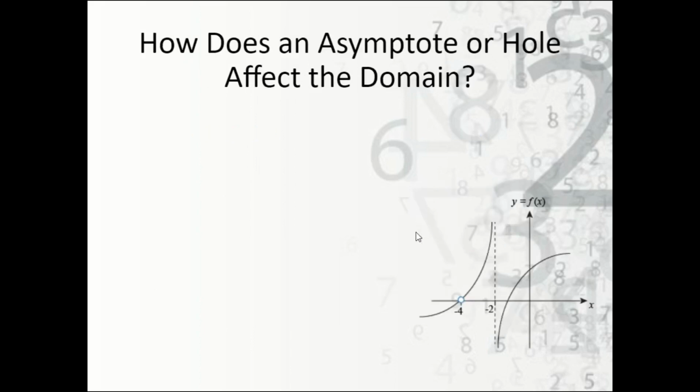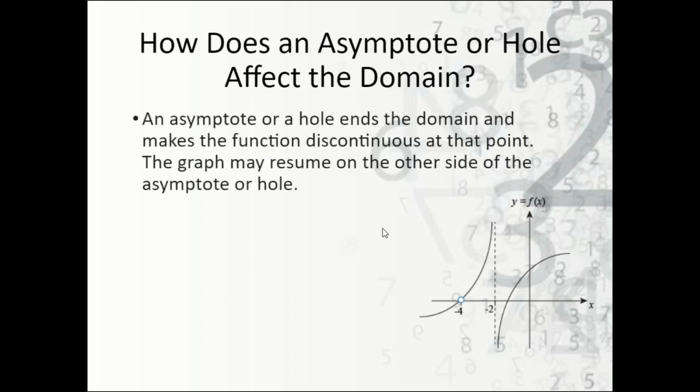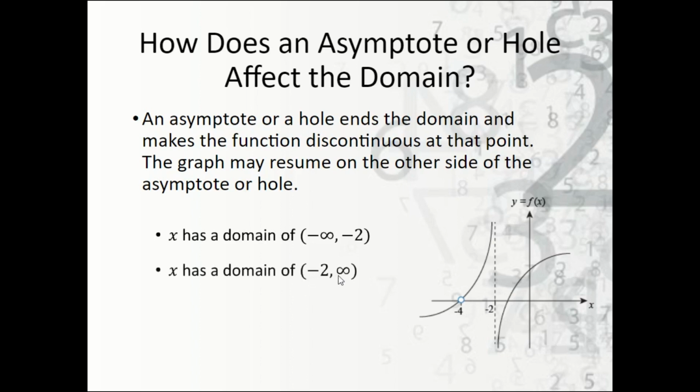So how does an asymptote or hole affect the domain? Well, we can see here that our graph goes from negative infinity, but then when it gets to negative 2, it stops continuing. It stops and has an upper boundary of negative 2. And then it picks back up again. So here we go from infinity, and when we work back this way, we go to negative 2. So it has a domain of negative infinity to negative 2, and a domain of negative 2 to positive infinity.